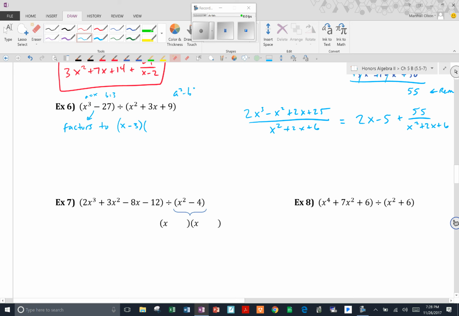A cubed minus b cubed equals a minus b times a squared plus a times b plus b squared. So I've got a minus b taken care of right there. Now a squared plus ab would be x times 3, or 3x. And then b squared would be plus 9. What a coincidence. Look at what we're dividing x cubed minus 27 by. It's that same thing I have right here. So I know if I divide x cubed minus 27 by this, I'll be left with that. So this is our answer.